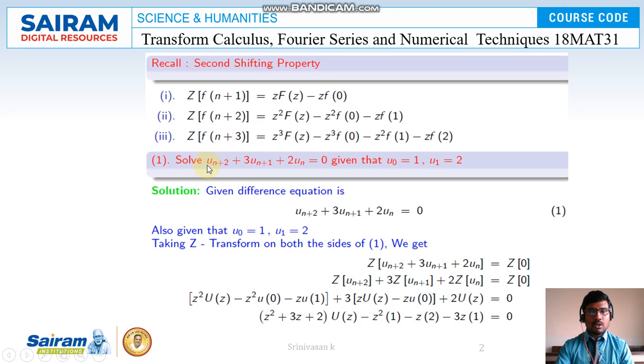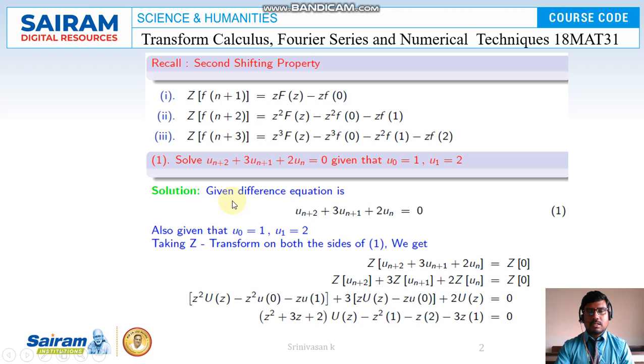First problem: solve u n plus 2 plus 3 u n plus 1 plus 2 u n equal to 0, given the data u0 equal to 1 and u1 equal to 2. This difference equation we can't solve by the normal method, so now we apply the Z transform. Sometimes they will write it as y n plus 2, y n plus 1, y n. Okay, u n or y n are the same.